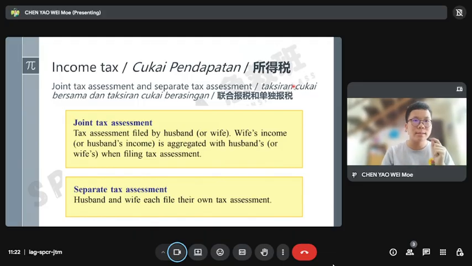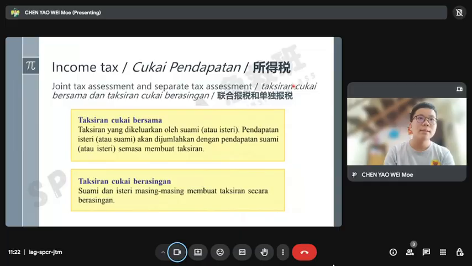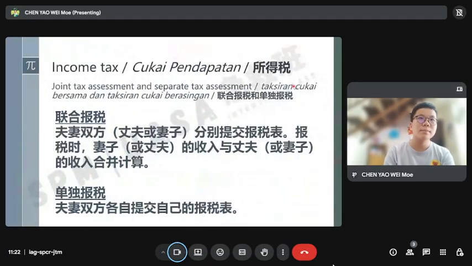Separate tax assessment is the most suitable for the husband and wife. Okay, this is for the Malay version, English, and this one Chinese version. That is all for the income tax. Now we go on to road tax. Remember, if you don't pay anything, you have the penalty, the punishment. Tax evasion, you have the punishment.